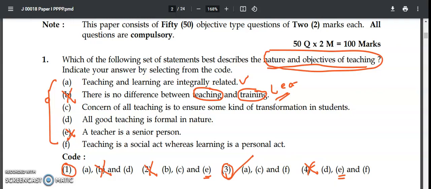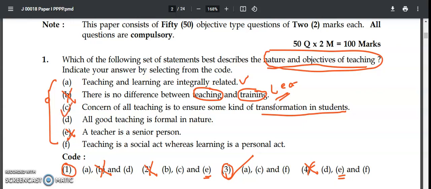Let's have a look at option C. Concern of all teaching is to ensure some kind of transformation in the students. The basic motto behind teaching is to change the behavior of the students. It is the main aim of teaching or learning. So C can be taken as a correct one.